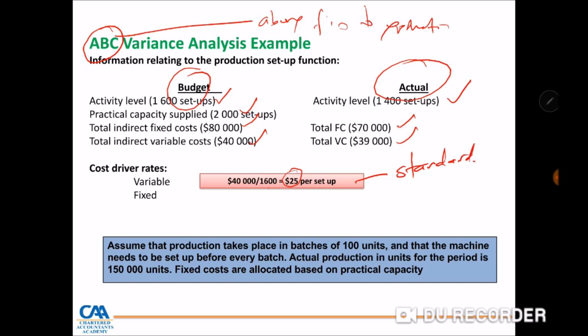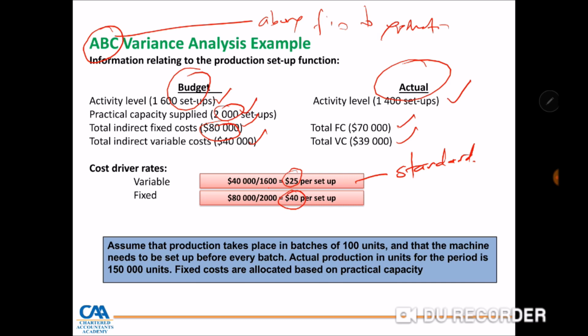To say for each setup, we are capitalizing $25 of our variable overheads. Then if we are now looking at fixed overheads, we are saying 80,000, which is the budgeted fixed overheads, divided by the practical capacity. Both are saying our fixed overheads would then move more in line with what? With the factory capacity. But variable, we expect them to move in line with activity.